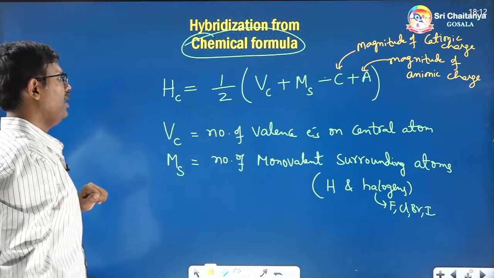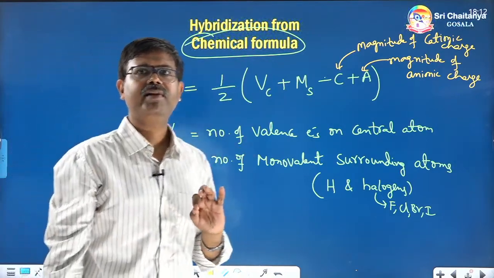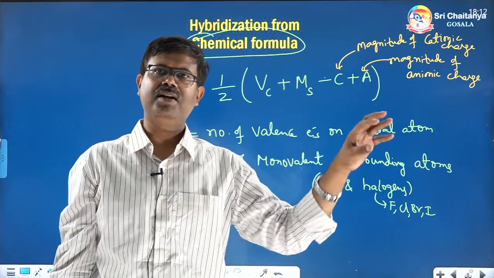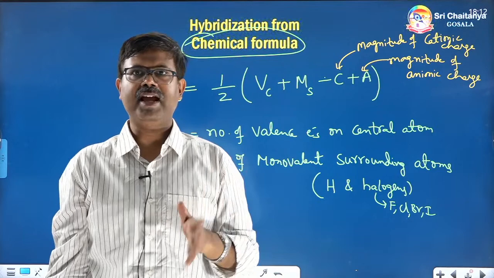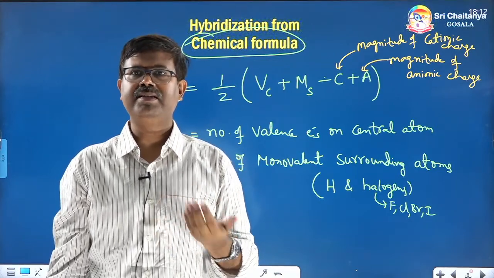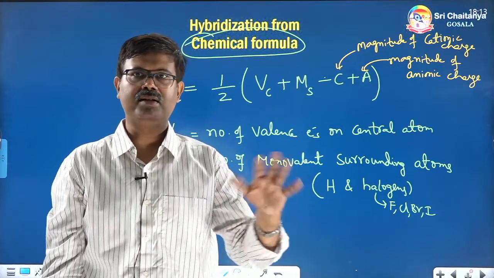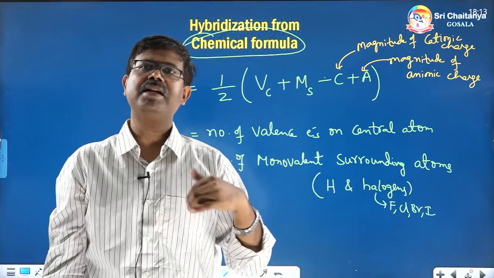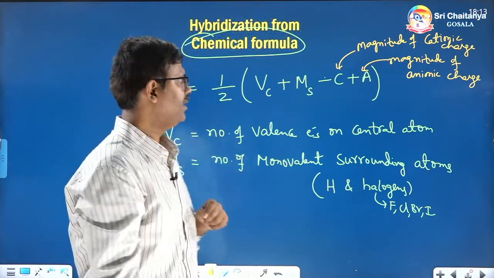Now, how to find the number of valence electrons? One proper way is to write the electronic configuration and count the number of valence electrons. But that is a time-consuming process, and some of you may not know at this stage how to write the electronic configuration. So leave that. That is the formal way. But there is another shortcut which will save your time.